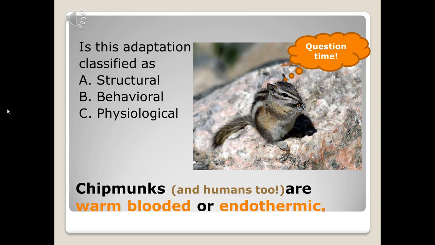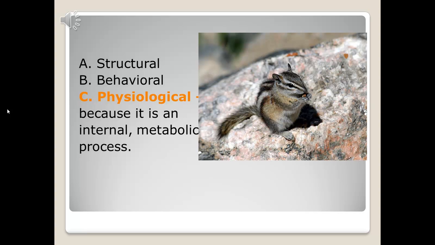Time for a question. Chipmunks, and humans too, are warm-blooded or endothermic animals. Is this adaptation classified as structural, behavioral, or physiological? Answer C. Being a warm-blooded or endothermic animal is a physiological adaptation because it is an internal metabolic process.